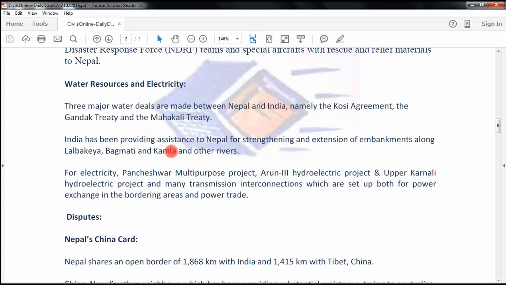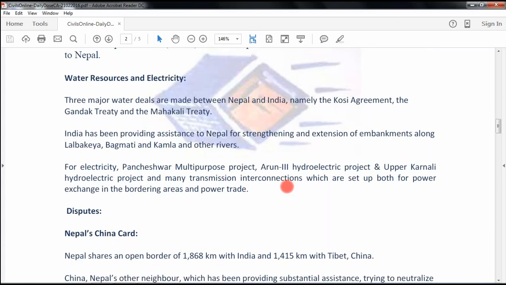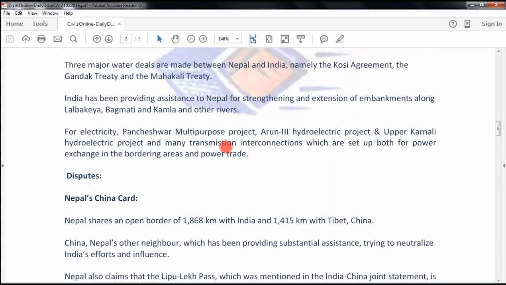River, and Kamla River. And electricity, yes, there are many projects like the Pancheshwar Multi-Purpose Project, Arun 3 Hydroelectric Project, Upper Karnali Hydroelectric Project, and there are many transmission interconnections between the bordering areas, which make it possible for the exchange of electricity and power trade.